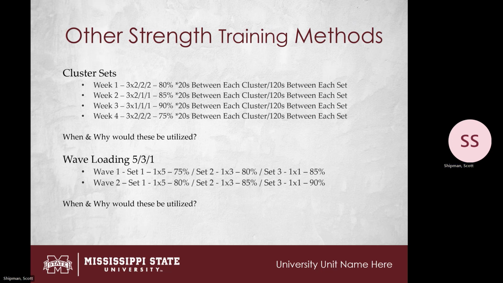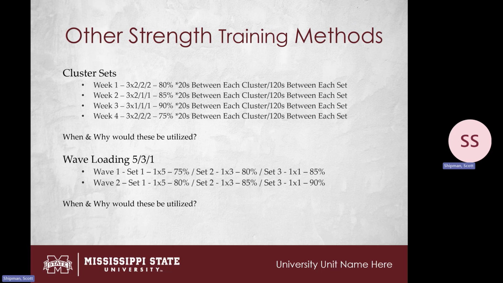And then secondarily, we have wave loading. So you'll look at wave one. You have a set of five at 75%, a set of two at 80%, a set of one at 85%. And then that same day, you'll do a second wave. You'll increase 5%. So you'll go one by five at 80%, one by three at 85%, and one by one at 90%.